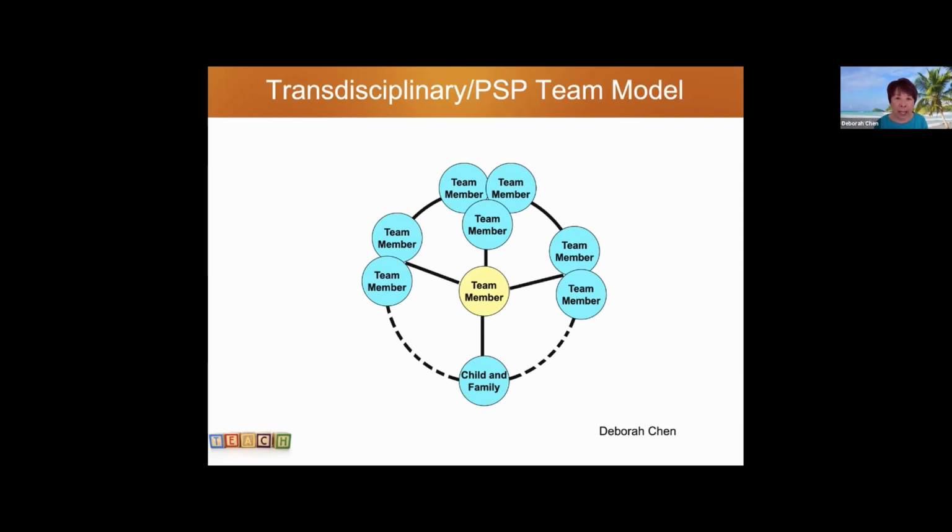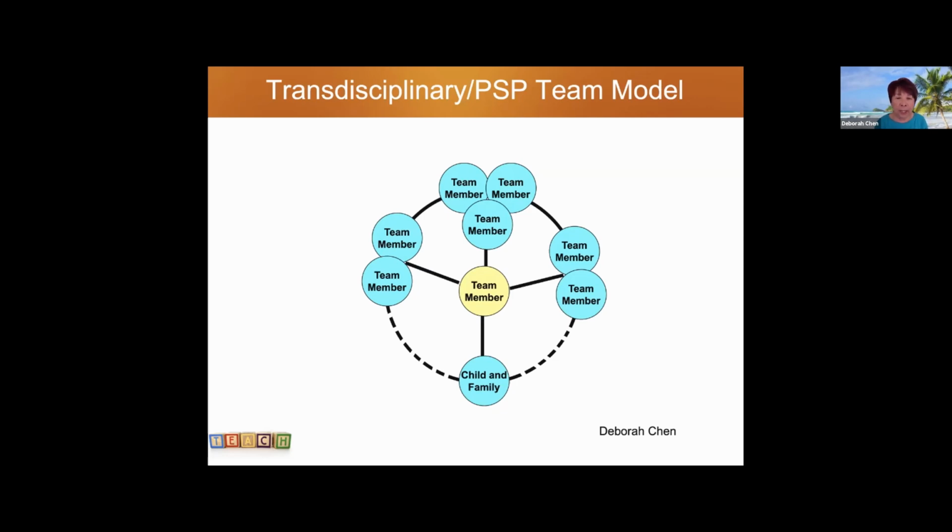Now, if you think about a classroom, the classroom teacher may be the primary team member there in yellow. And the other team members may be consultants to help coach the teacher in different strategies. Or if you think of early intervention, the primary service provider model that's used in 30 different states has one team member as the main liaison with the child and family.